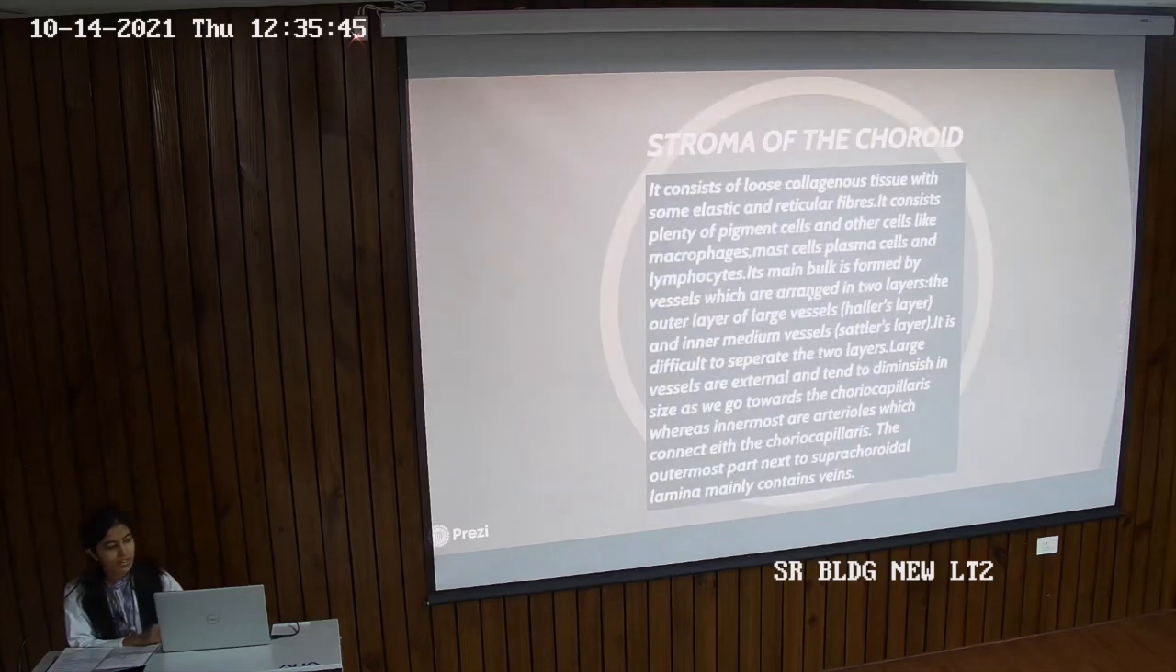The stroma of the choroid is loose collagenous tissue with some elastic and reticular fibers. It contains plenty of pigment cells and other cells like macrophages. It forms the main bulk, and it is formed by vessels which are arranged in three layers. The first layer is of large vessels, also known as Haller's layer. The medium vessel layer is known as Sattler's layer, and the third is the choriocapillary layer. It is difficult to separate the layers. Large vessels are external and tend to diminish as we go towards the choriocapillaris, which is the innermost one.